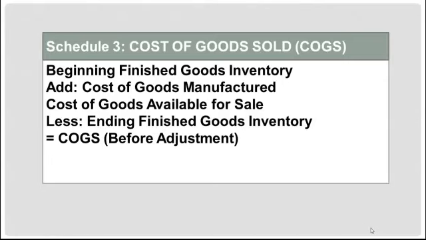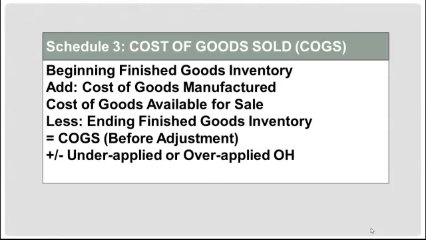So once again, up to now, this schedule starts with beginning inventory plus current cost related to that inventory minus ending inventory. And the inventory at hand is the finished goods. Now also think back to what we adjust cost of goods sold for each period. Hopefully you remember that that would be for the under or over applied overhead. So if it's under applied, we'll add it. If it's over applied, we'll subtract it, and that will give us cost of goods sold after adjustment.